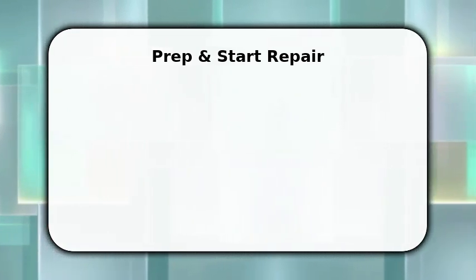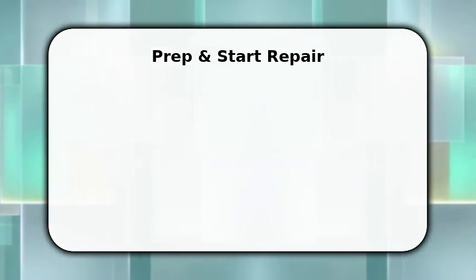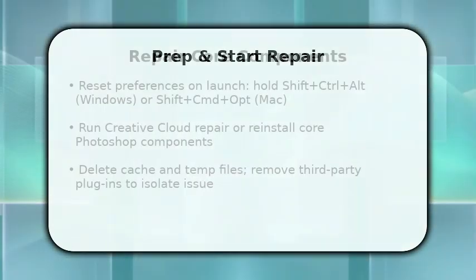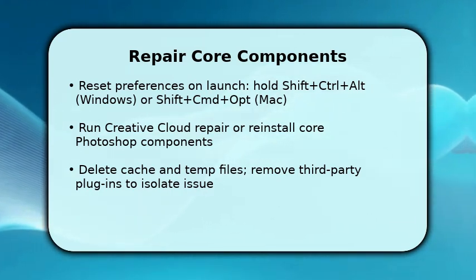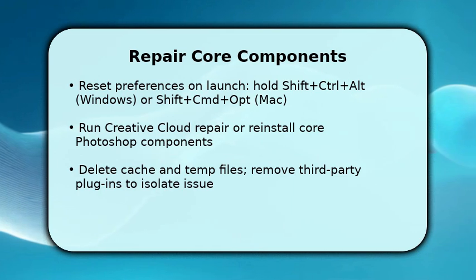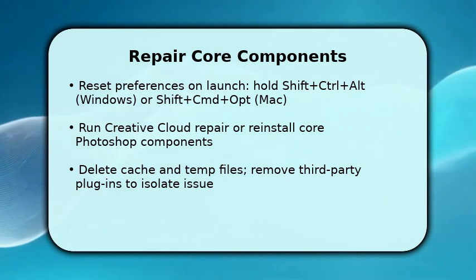Now you'll target the core components that commonly cause program errors. Start by resetting preferences during launch. Hold Shift-Control-Alt on Windows or Shift-Command-Option on Mac to eliminate corrupt settings. After that, use the Creative Cloud Desktop app to repair or reinstall Photoshop components so missing or damaged files are restored. Also delete cache and temporary files and temporarily remove third-party plugins.